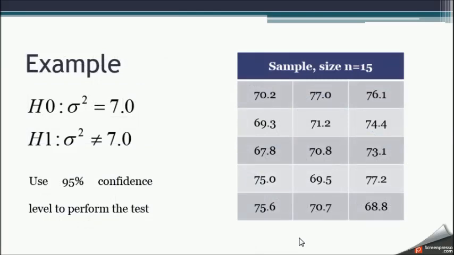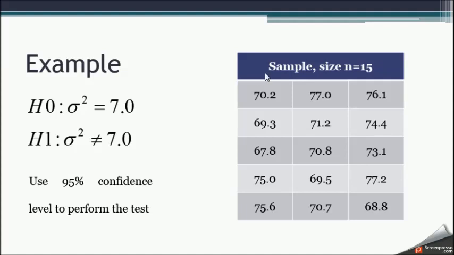So now suppose we have an example to illustrate these facts. So we have a population. Our initial assumption for the variance is 7.0. We are afraid that the variance has changed to be not 7. So we have the null hypothesis, sigma square equals 7. We have the alternative hypothesis, sigma square does not equal 7.